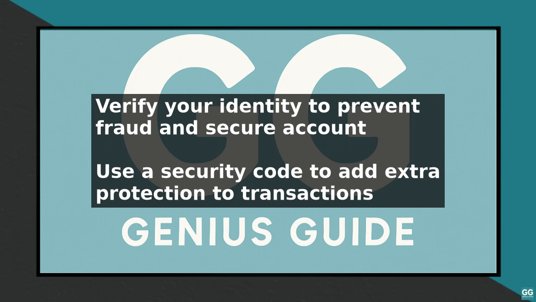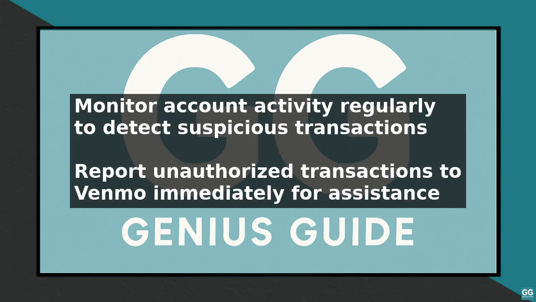In addition to these features, Venmo also offers a security code that can be used to add an extra layer of protection to your transactions. This code can be found in the Settings section of the app, and it must be entered when making a payment. To further protect your account, be cautious when using public computers or public Wi-Fi to access Venmo.